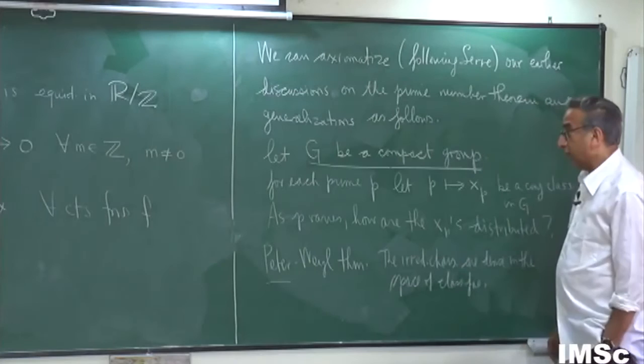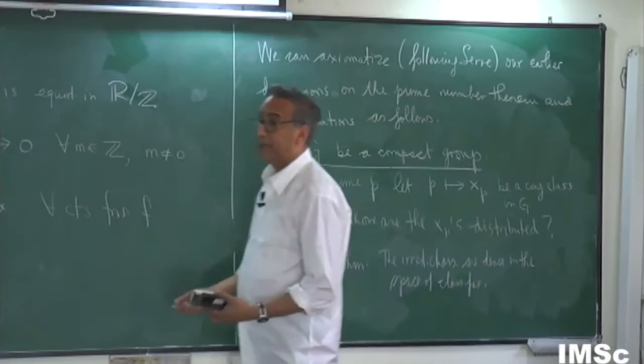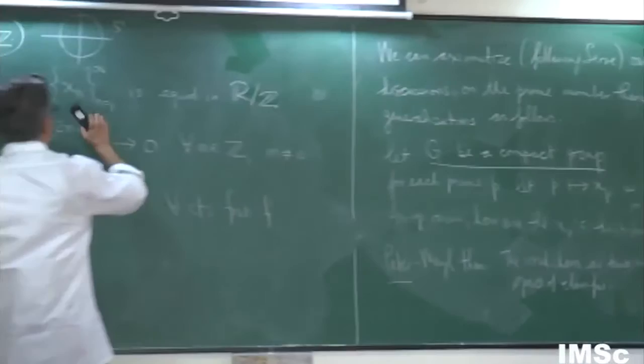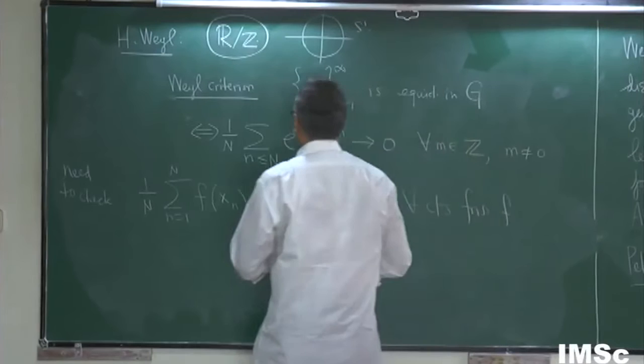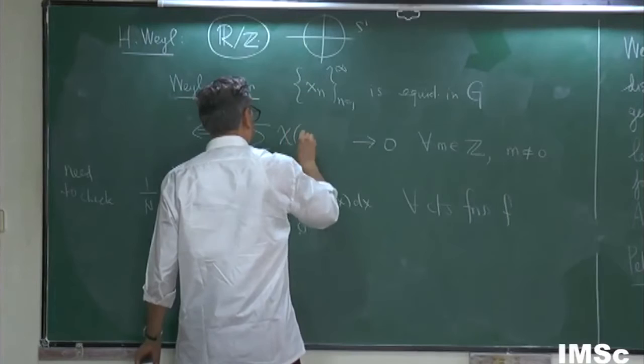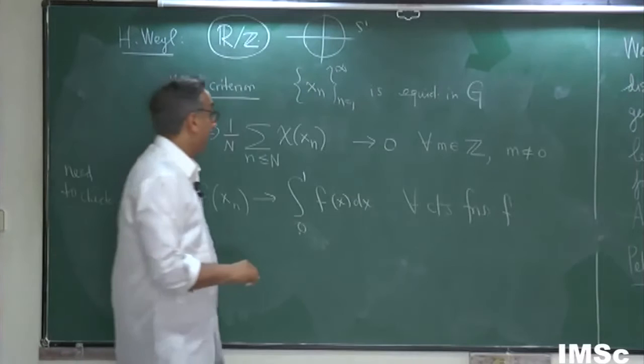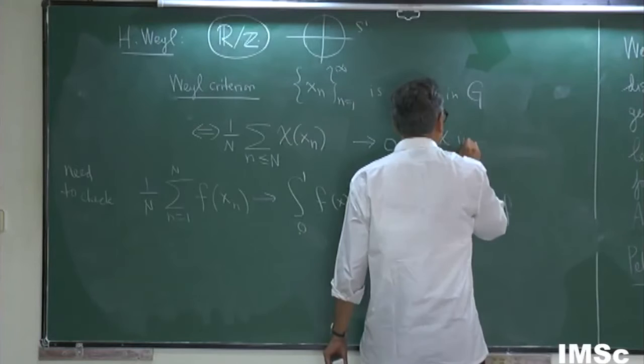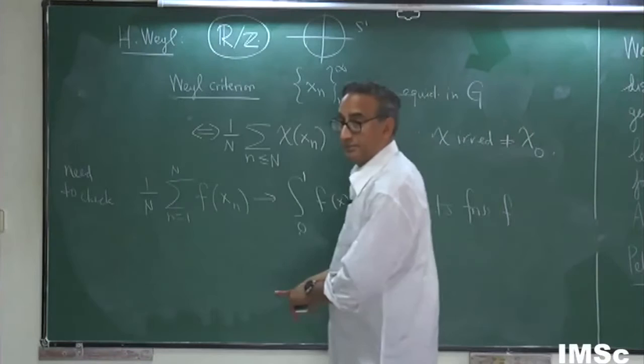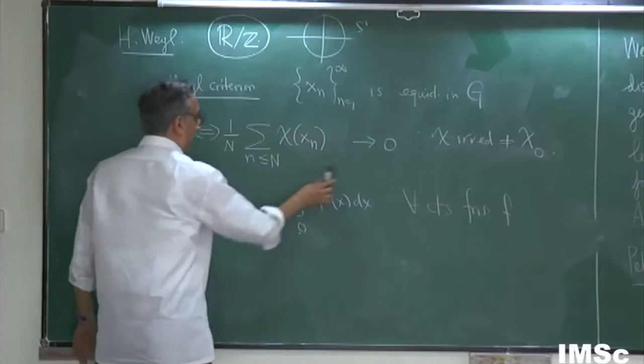And so the Weil criterion for a compact group translates as, if I have a sequence of points, all I have to do is check. So if this thing is equidistributed in G, if and only if I take an irreducible character chi and I show that it's equal to 0 for all irreducible characters not equal to the trivial character. Okay, so this Weil criterion for a compact group translates in this fashion. Okay?